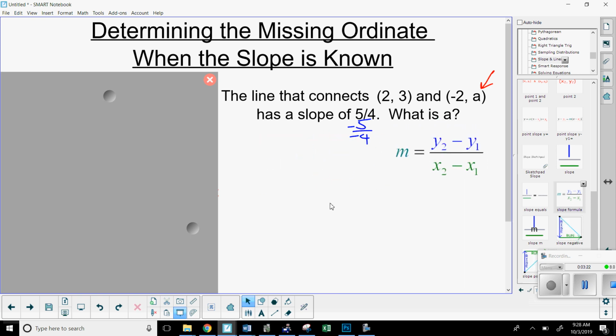Well, I know m because they give me the slope here. So this value is m. And they also talk about x1, y1, x2, y2. So I'll just set that information up into this formula. And I will do 5/4 is equal to y2, which is a.